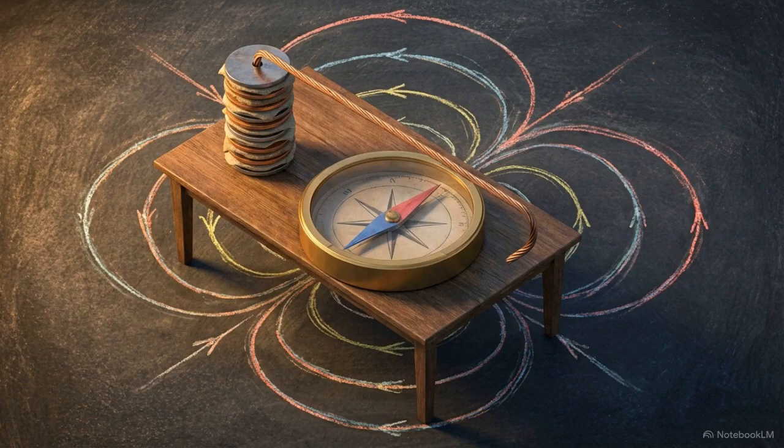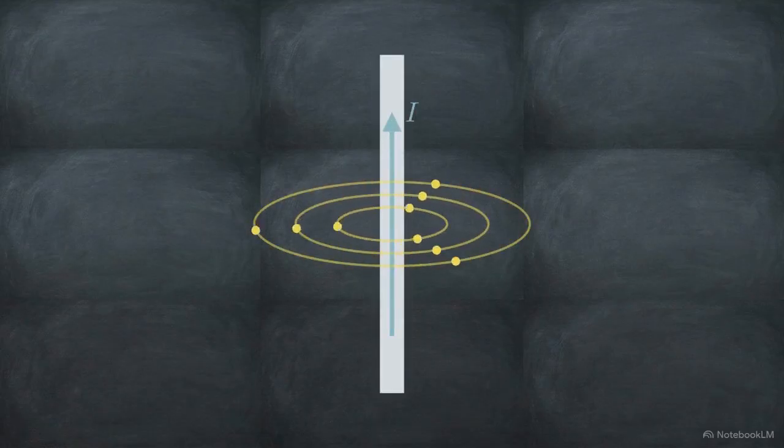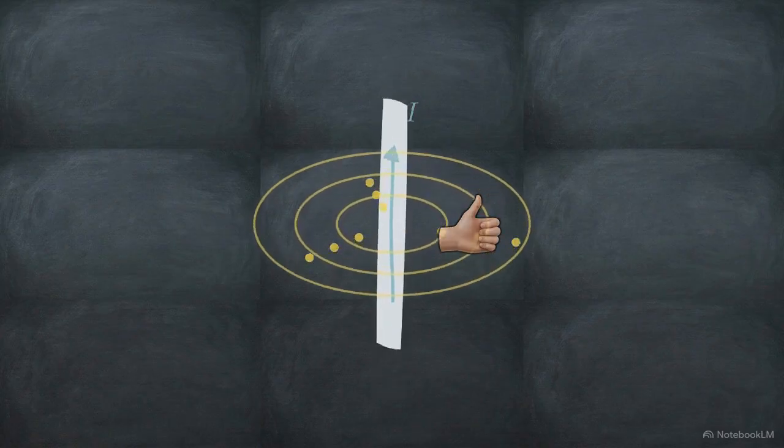In 1820, physicist Hans Christian Ørsted observed a compass needle deflect when placed near a current-carrying wire. He discovered that a flowing electric current intrinsically generates its own circular magnetic field. Physicists use the right-hand grip rule. Point your right thumb in the upward current's direction, and your curling fingers map the magnetic field's rotation.